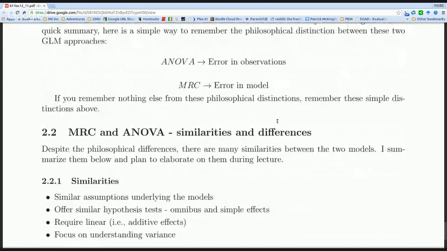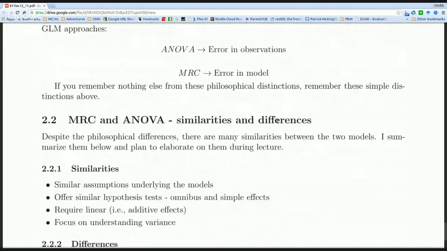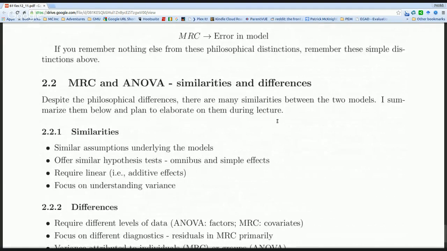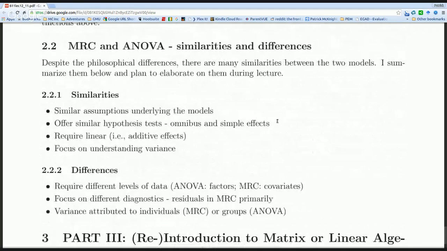Now, that is just a philosophical difference, but I want to talk more about the concrete similarities and differences, because here's where you're going to start seeing a lot of the overlap, and you'll also see why the general linear model is the best way of understanding and summarizing both ANOVA and MRC.